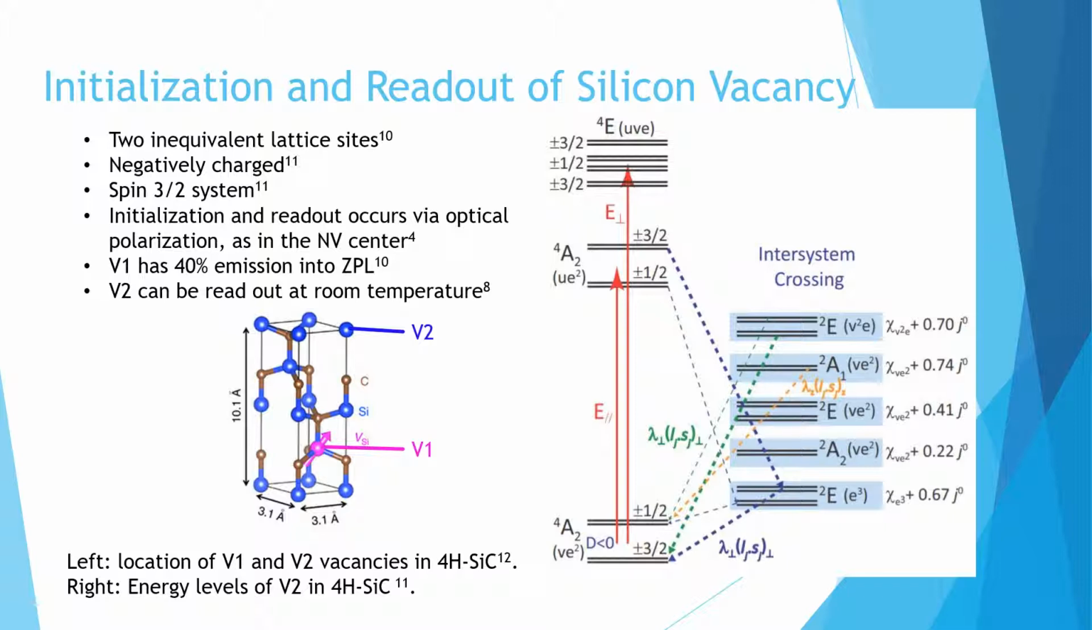V1 has 40% emission into the zero phonon line. That's been shown, and that's much better than the 3% that you get for the nitrogen vacancy center in diamond, or the 5 to 7% that you get for divacancies in silicon carbide. So that's an advantage for the V1 center. The V2 silicon vacancy also has an advantage in that it can be read at room temperature. Remember, that wasn't the case for the divacancy.